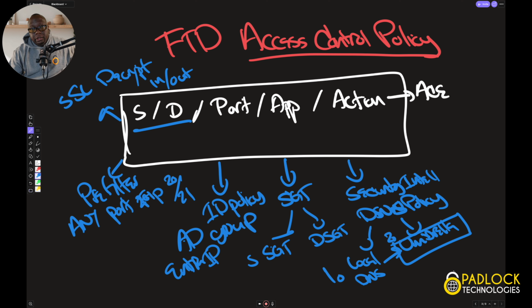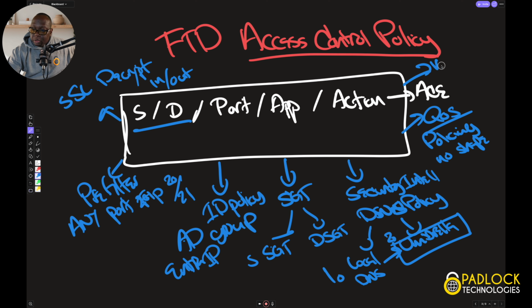Then you have QoS policies that you can put in there. Now the QoS for this is policing only. There is no shaping, right? No shaping, meaning that's a hard drop. So I would be careful using QoS policies. All this stuff ties into the ACP policy.